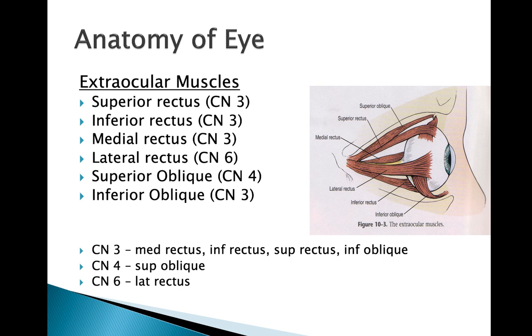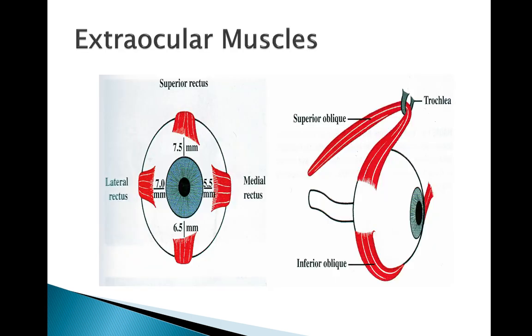So the way I like to tell people to remember this is to think of it like a chemical symbol, LR6 SO4 R3, meaning the lateral rectus is innervated by cranial nerve 6, the superior oblique is innervated by cranial nerve 4, and the inferior oblique, the medial rectus, inferior rectus, and superior rectus are all innervated by cranial nerve 3. So that's, again, LR6 SO4 R3. And that's going to help remind you what cranial nerves innervate what muscles.